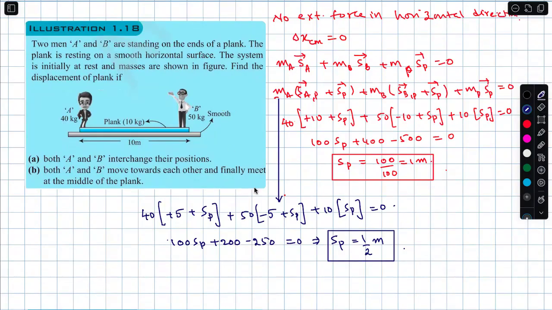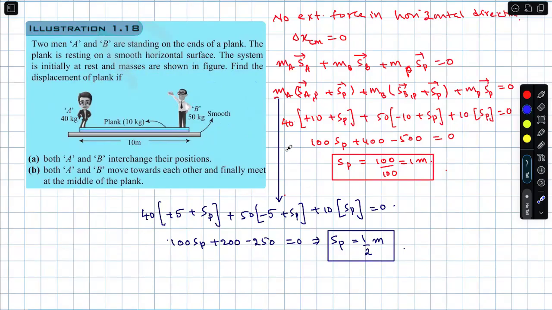You can see in this question, two men A and B are standing on the opposite ends of a plank. The plank is resting on a smooth horizontal surface. The system is initially at rest and masses are as shown in the figure. Remember, once it is a smooth floor, there is no external force. Yes or no? Which means since initially the total system is at rest.